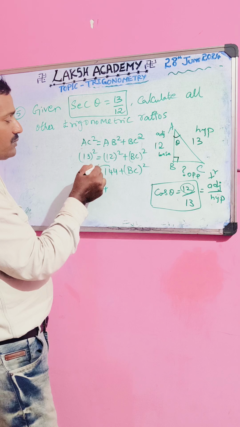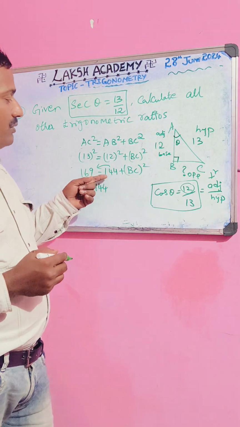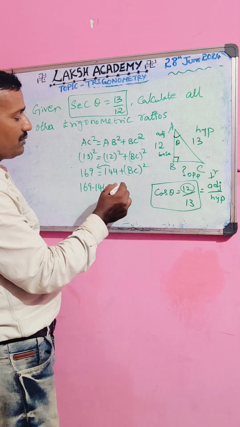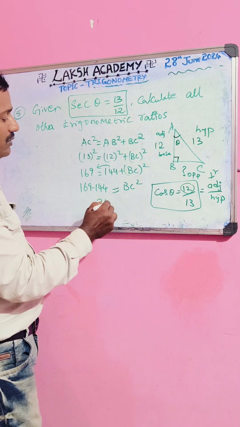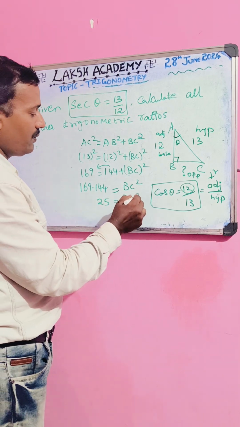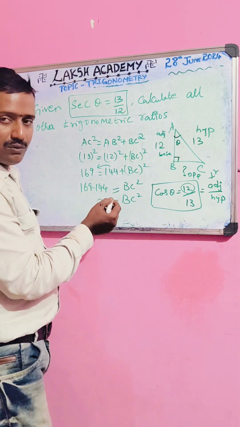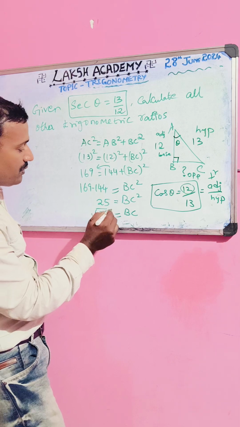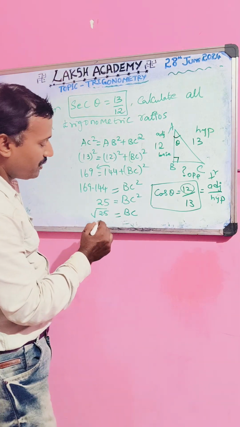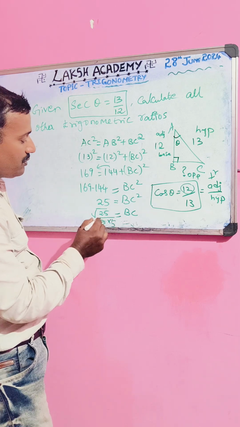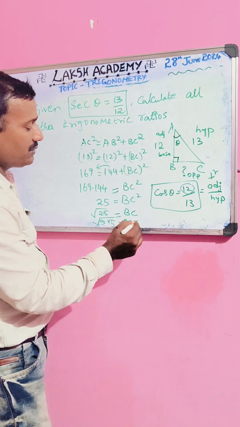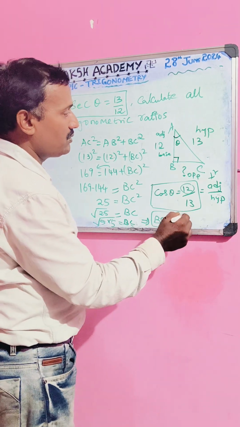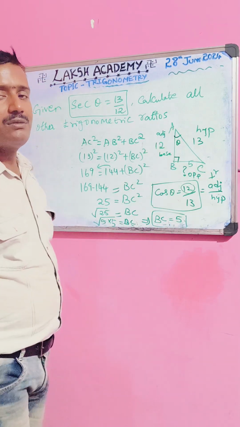If you transpose, we get 144 with a plus sign. If you transpose to the LHS, it is 169 minus 144. If you subtract, you get 25 as the answer for 169 minus 144. Next, BC equals root of 25. Root of 25 is nothing but 5 into 5, so BC equals 5. That means the BC side we got is 5.